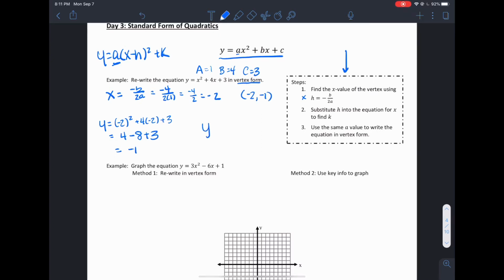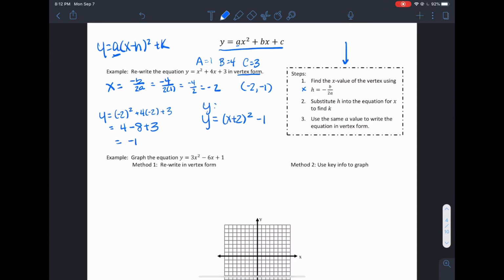So in vertex form, it's y equals (x plus 2) squared minus 1. Because remember, y equals a times (x minus h) squared plus k. Negative 2 minus negative 2 will make it plus 2. The a is 1, and then we have my minus 1 at the end. So there is my equation in vertex form. All right.